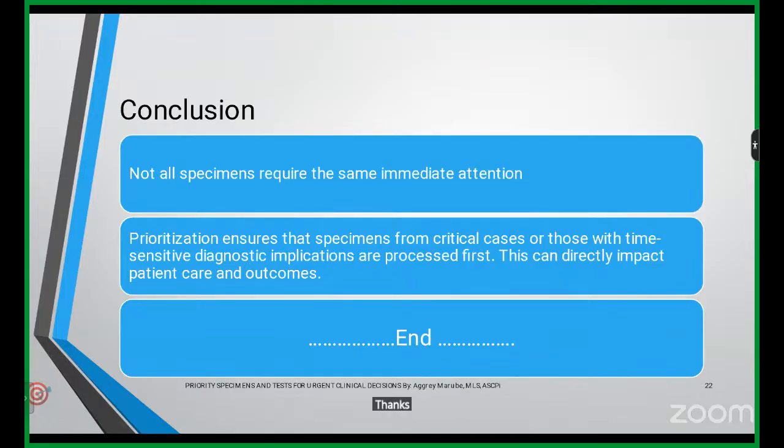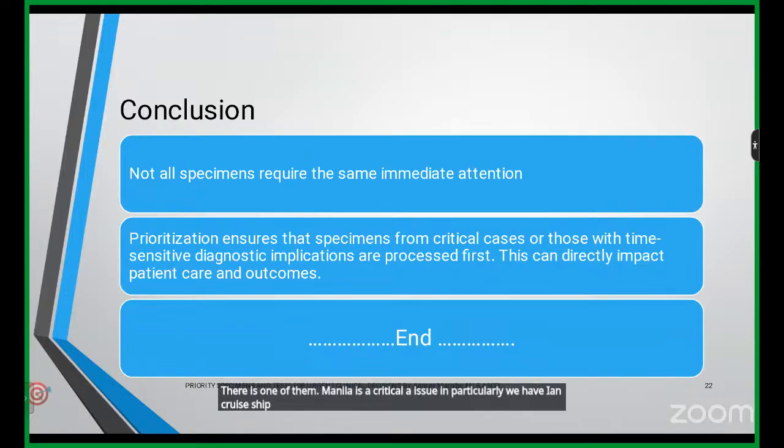Thanks for that question. Yes, there are critical values in parasitology, including malaria. Malaria is one of them. Malaria is a critical issue in parasitology. We have Brucella. It's a critical result in parasitology. No, that's in microbiology. And there are these issues concerning Vibrio cholerae.